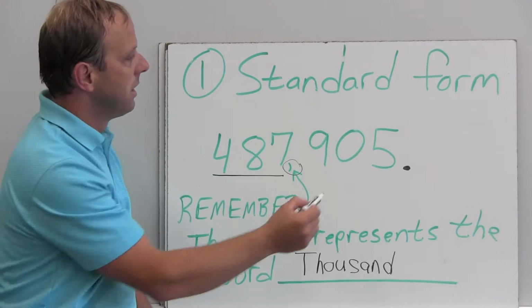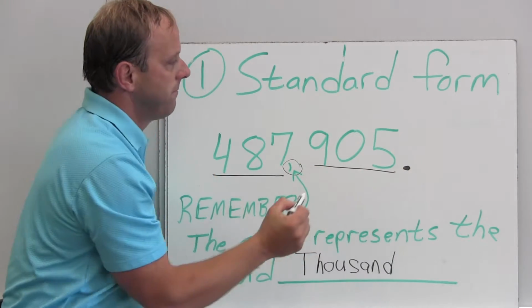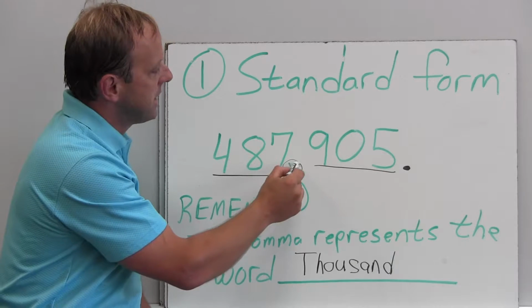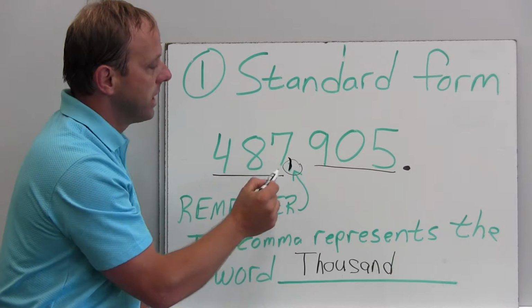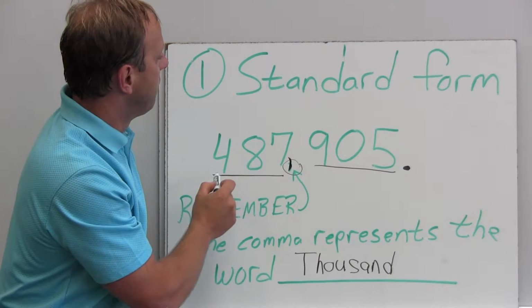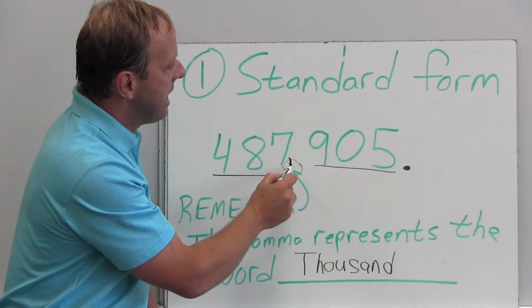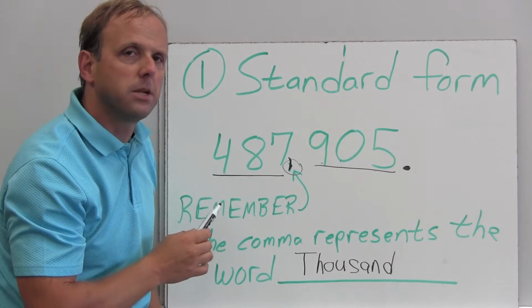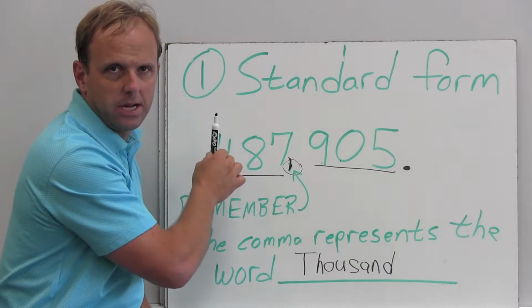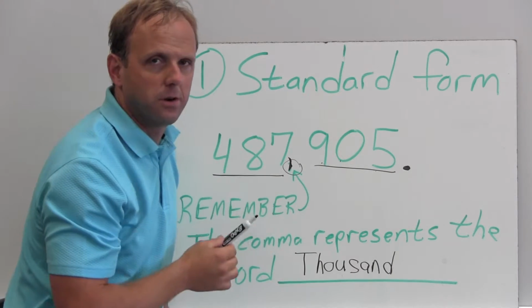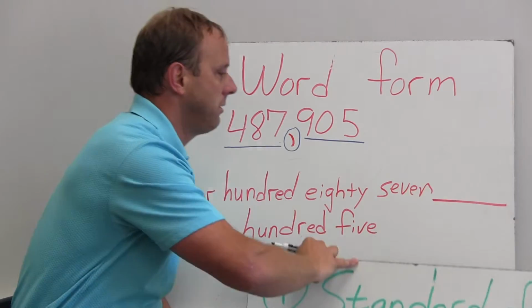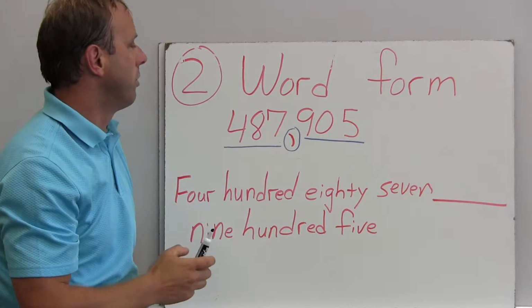487, 905. Look at those periods, and it says 487. Now you've got your comma, so we add the word thousand. 487,905. Now that's important because all the other numbers will be taking standard form and transferring it into the second most common one, for example, being word form.